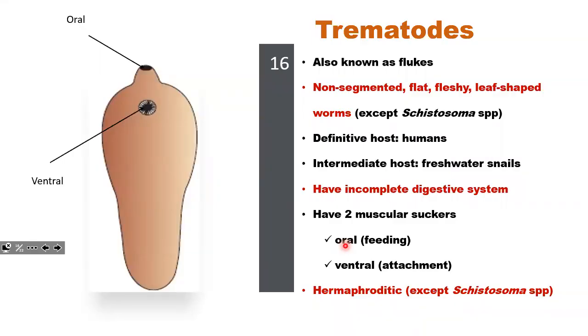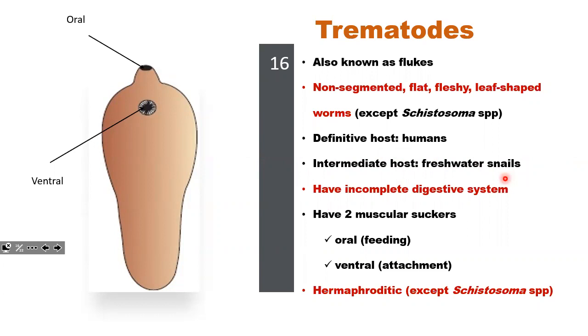Let's move on to the trematodes. The trematodes are non-segmented flatworms. Okay, so they don't have proglottids. The exception to this appearance are the schistosomes. The schistosomes exist as male and female worms, although they are fixed. Humans are the definitive host for trematodes. Intermediate hosts include freshwater snails for the schistosomes.